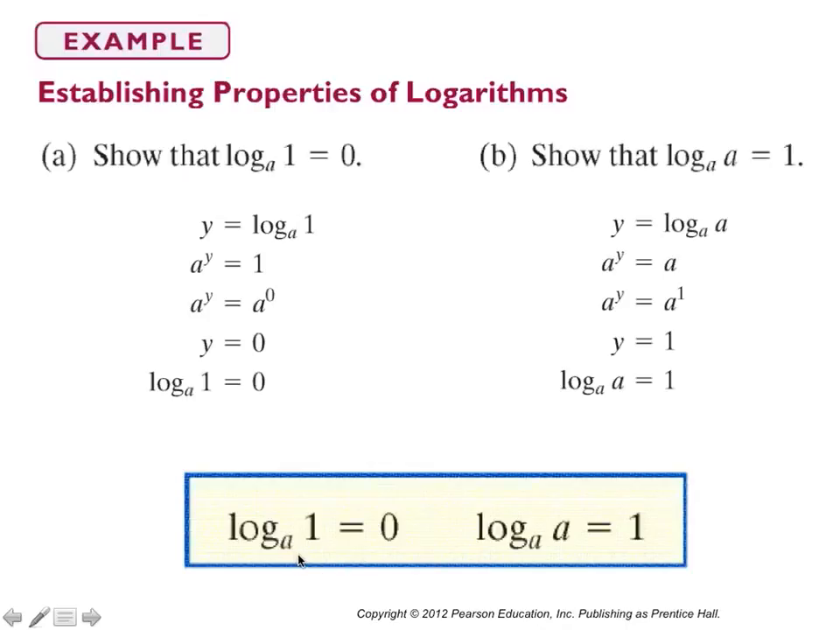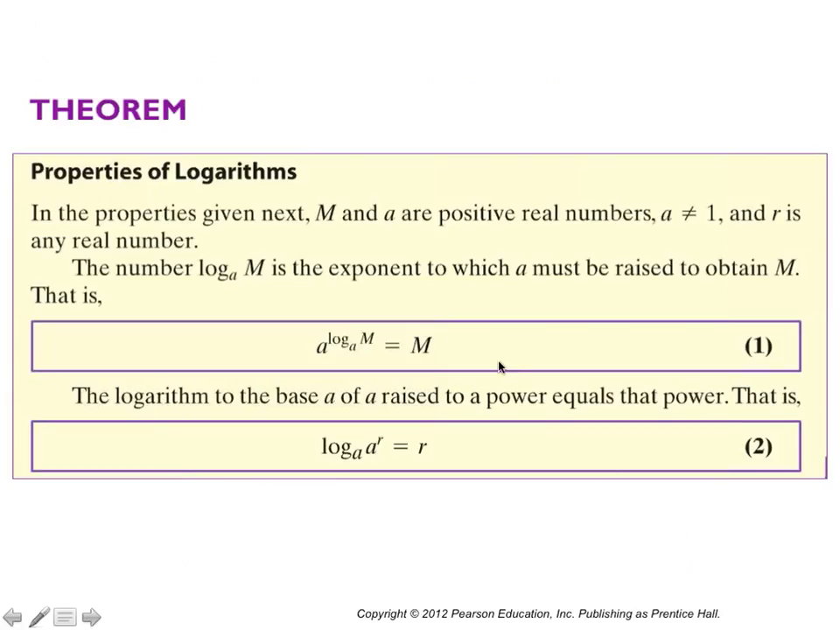So these are the two properties that you need to know, okay? You either need to know them or make sure that they're on a formula sheet that's provided. I'm not sure if it is or not. I don't recall off the top of my head. But if you have log base a of 1, that's just going to be equal to 0. And if you have log base a of a, that's just going to be equal to 1.